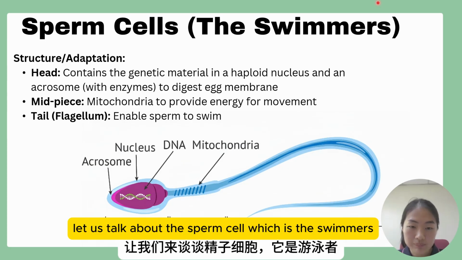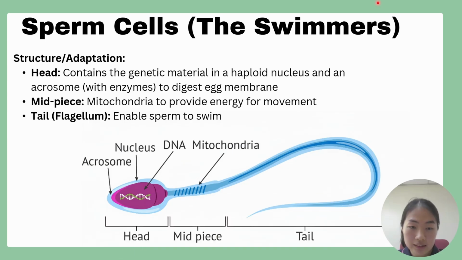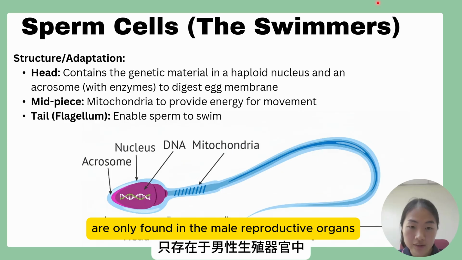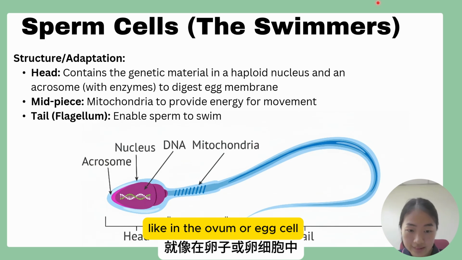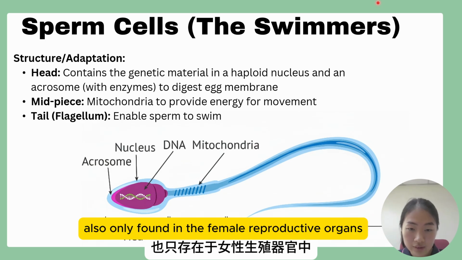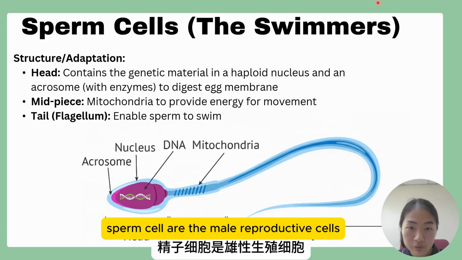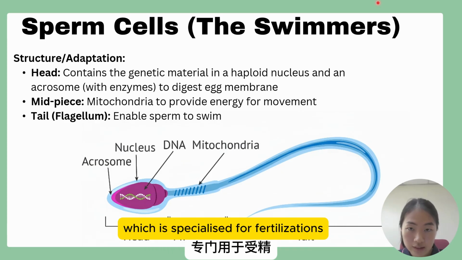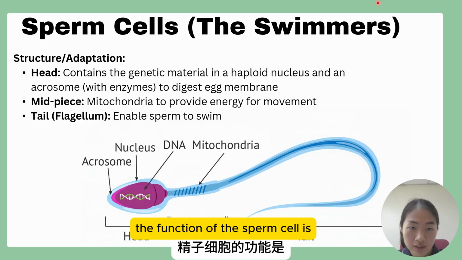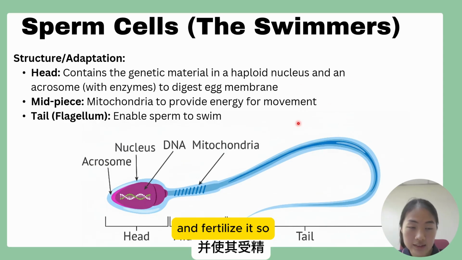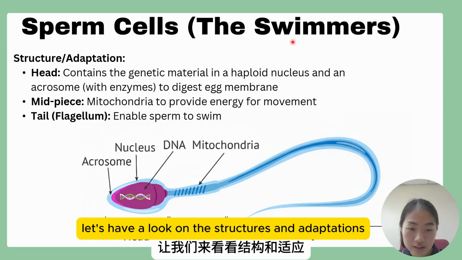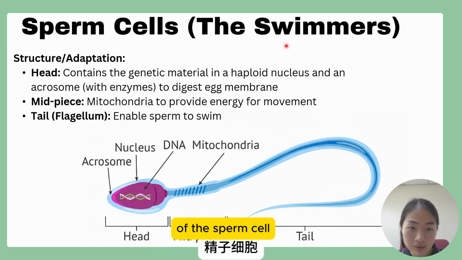Let us talk about the sperm cell, which is the swimmer. Sperm cells are only found in the male reproductive organs, just like the ovum or egg cell is only found in the female reproductive organs. Sperm cells are the male reproductive cells, which are specialized for fertilization. The function of the sperm cell is to swim to the egg cell and fertilize it. So let's have a look at the structure and adaptations of the sperm cell.